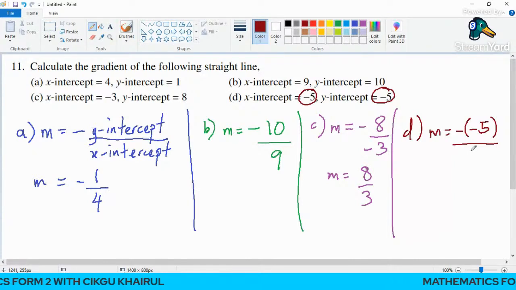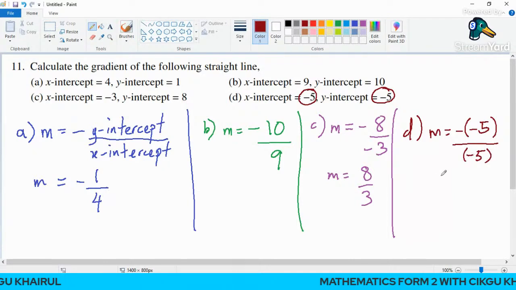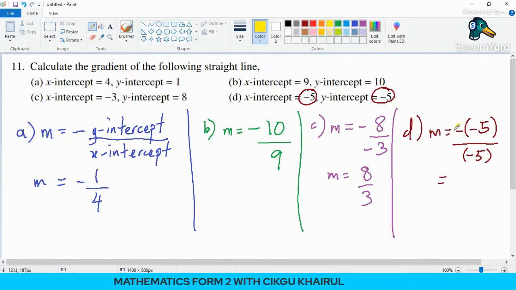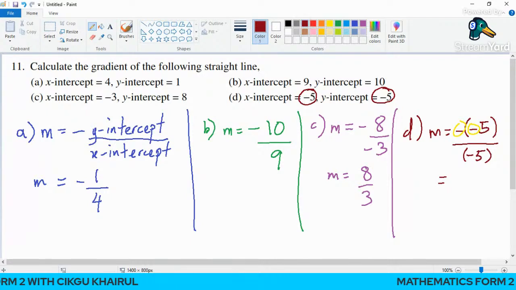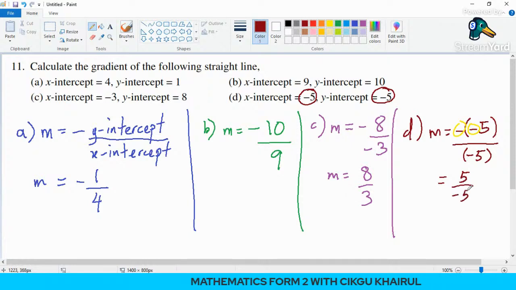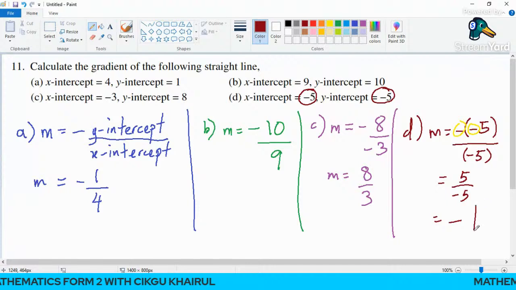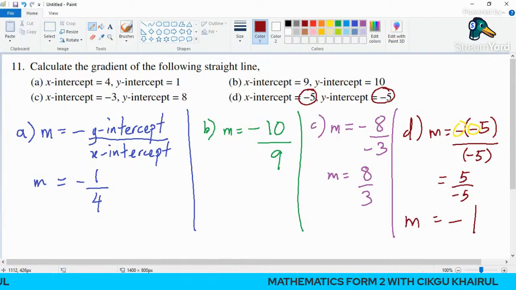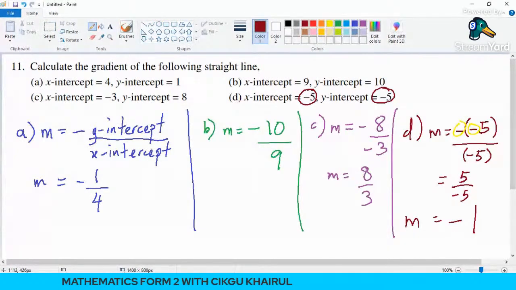Also negative 5, I put. So this one, negative, negative. There are two negatives on the upper part, so negative, negative becomes positive. 5 over negative 5, and 5 divided by negative 5, the answer is negative 1. So the gradient is equal to negative 1, and the correct answer is negative 1. So most of you got the correct answer. Very good.